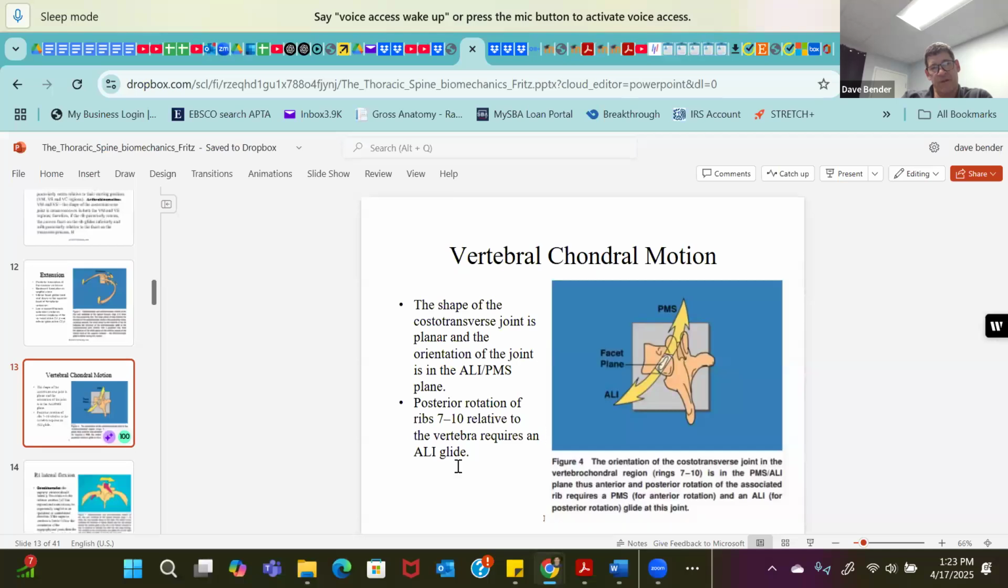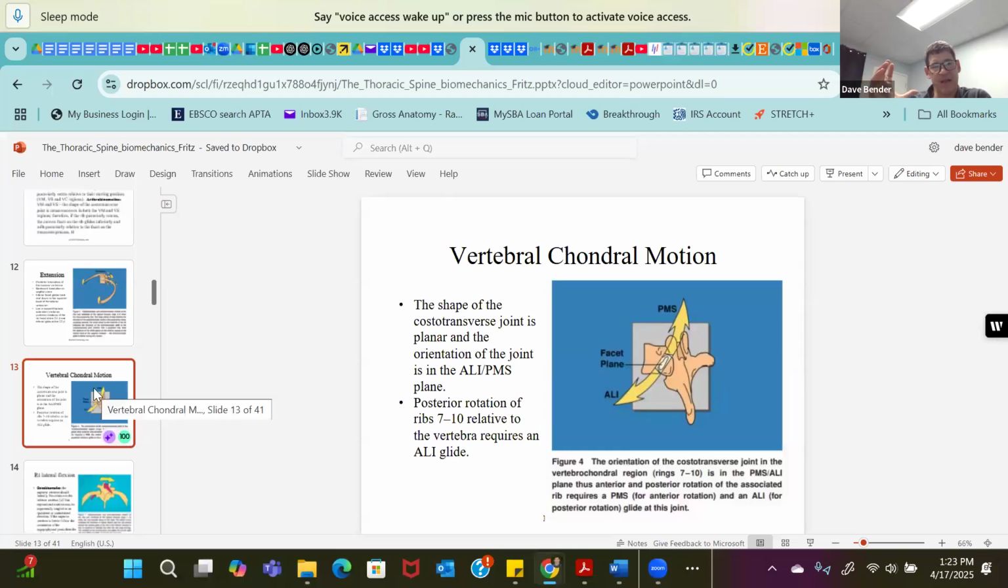Again, we have a reverse. If we look at the costochondral region, then we start talking about that more planar shaped joint and the orientation of the joint being in this direction. So posterior rotation of the 7th through 10th ribs relative to the vertebrae requires what they call an anterior lateral inferior glide. So I know it gets a bit confusing here because we changed the direction, though it's maybe a posterior glide. It's an anterior lateral and inferior glide as it's described because of the shape of the facet joint.